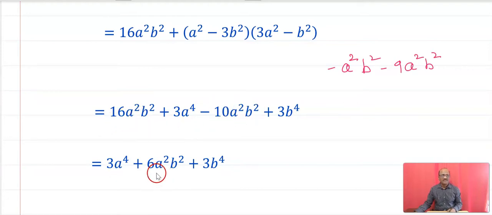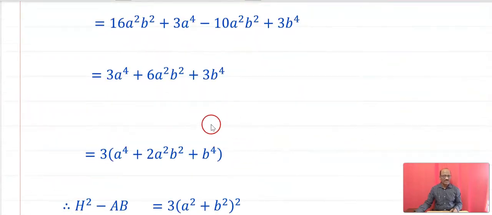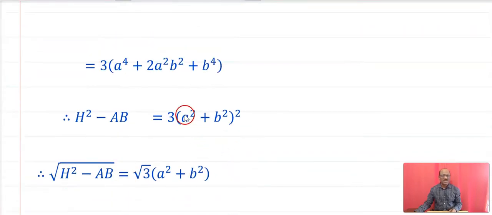You will get here 6a²b² + 3b⁴, and here if you take the 3 as common, then in bracket you will get a² + b², it's a perfect square, (a² + b²)². If you take its square root, then you will get √(h² − ab) is equal to √3 (a² + b²).